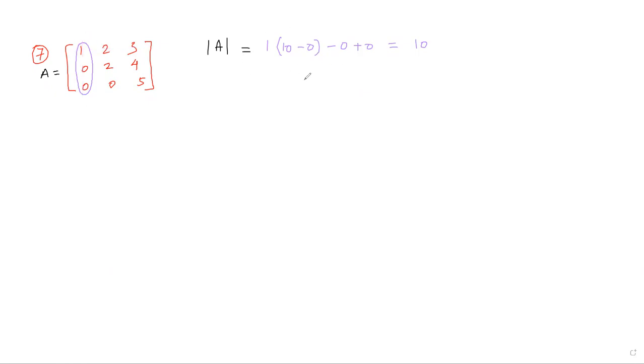So now what you have to do is, you have to find the adjoint of it. That means you have to find the cofactor matrix. That means A11, A12, A13. Similarly, A21, A22, A23, A31, A32, A33.